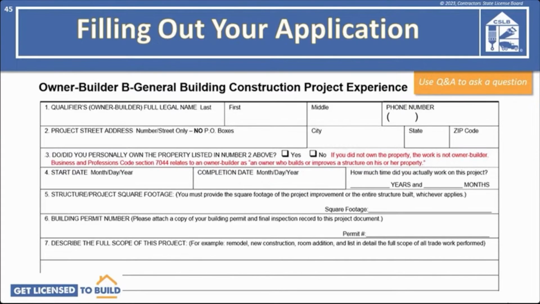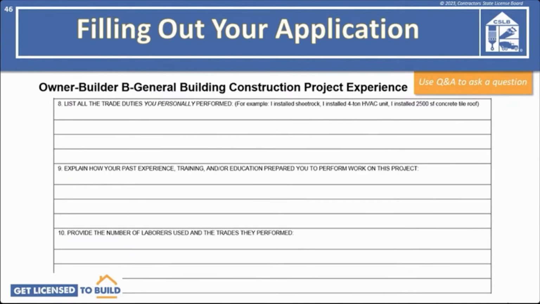The experience must be verifiable through building permits, final inspections, and other documentation. You will need to list the building permit number on line 6. On line 7, you will need to provide the scope of the project. Owner Builder B General Building Construction Project Experience 2 of 3. In boxes 8 through 10, you'll need to provide more detailed information about the project.